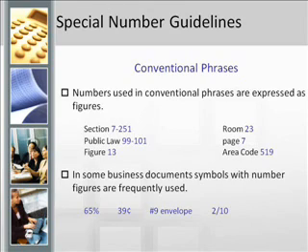In your workplace, you may come across some business documents where symbols are used with figures. So in the following example, 65%, 39 cents, number 9 envelope, 2 out of 10. Even particularly with the use of the cent sign, that's not something that we encourage. We encourage the correct usage of writing out the word cents, but you'll have to have a look at how business documents in your workplace are used.